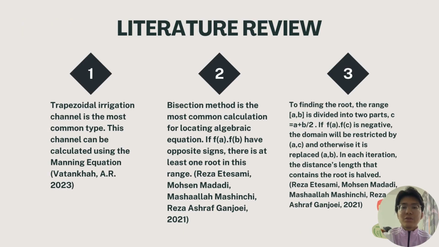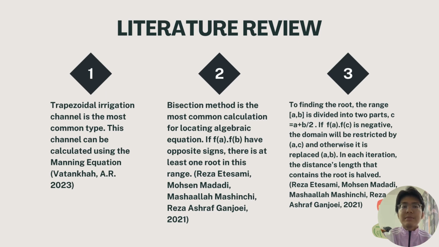Hi and Assalamualaikum. My name is Muhammad Ridwan bin Ismail and my matrix number is CF220199. Today I will present the literature review for our project. First, the trapezoidal irrigation channel is the most common type. This channel can be calculated using the Manning equation according to Vettenkah A.R., 2023.